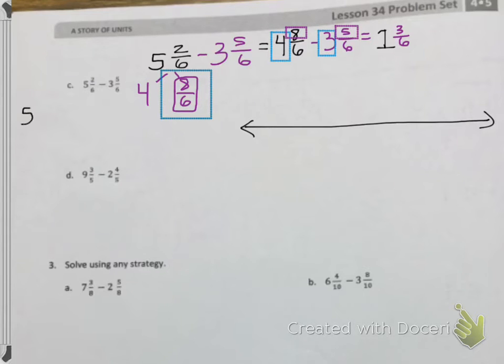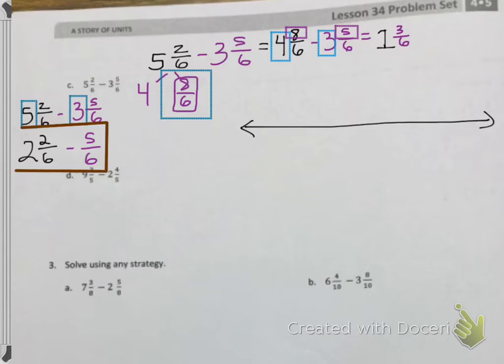So I'm going to rewrite this as 5 2/6 subtract 3 5/6. I'm going to subtract the wholes here. Okay? And I'm going to get 2 2/6 subtract 5/6. Okay, here's the problem that we're going to use to solve on the number line. Okay? Not too bad. So, my whole is 2. It's not quite in the middle. There we go. My whole is 2. We have 1, and we have 3 whole. Our denominator is 6ths.